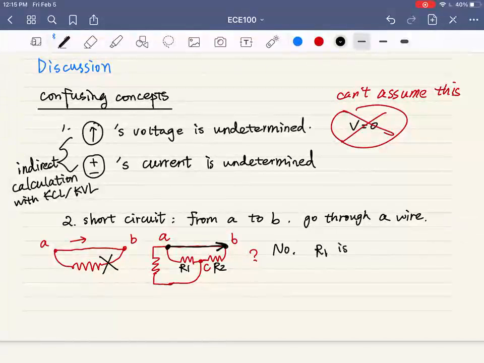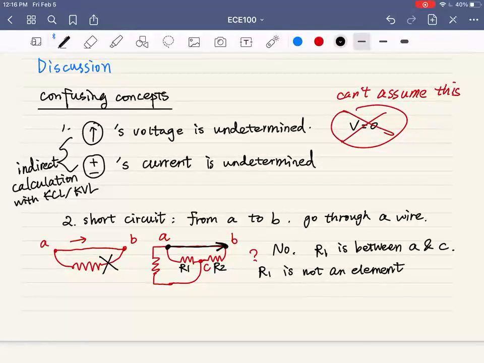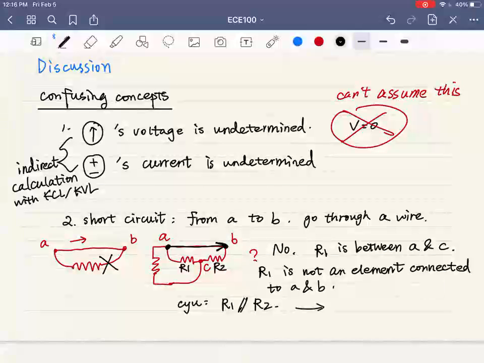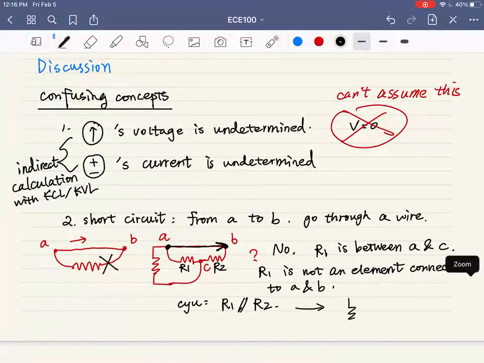R1 is between A and C now. So R1 is not an element connected to A and B, right? So check your understanding. If R1 and R2 are not shorted by A and B, what is the relationship between them? Yes, R1 is now in parallel with R2. And the circuit can be simplified as this, between A and B.